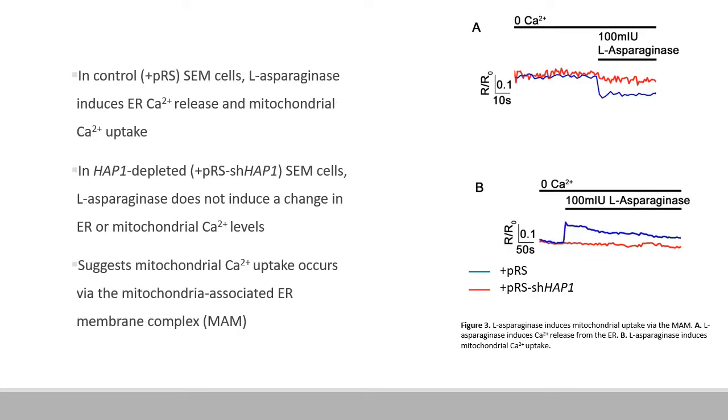One of the main goals of this experiment was to identify a relationship between ER calcium release and mitochondrial calcium uptake. The dark line above each graph signifies when L-asparaginase treatment occurred. In the control cells, ER calcium release and mitochondrial calcium uptake were observed. As such, it appears that uptake may occur through the mitochondria-associated ER membrane complex.